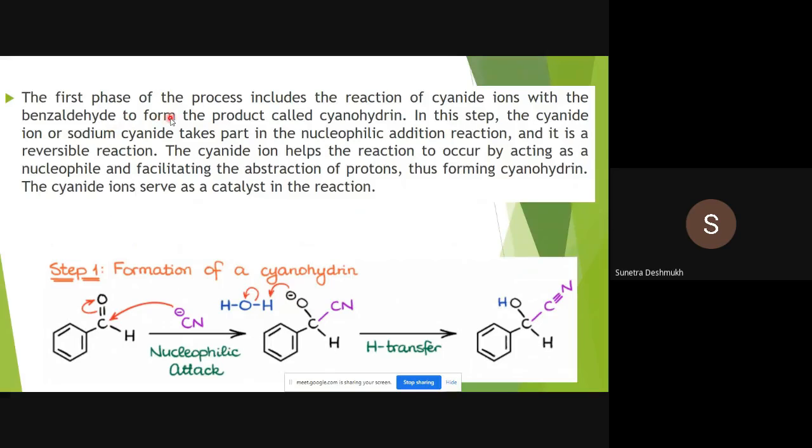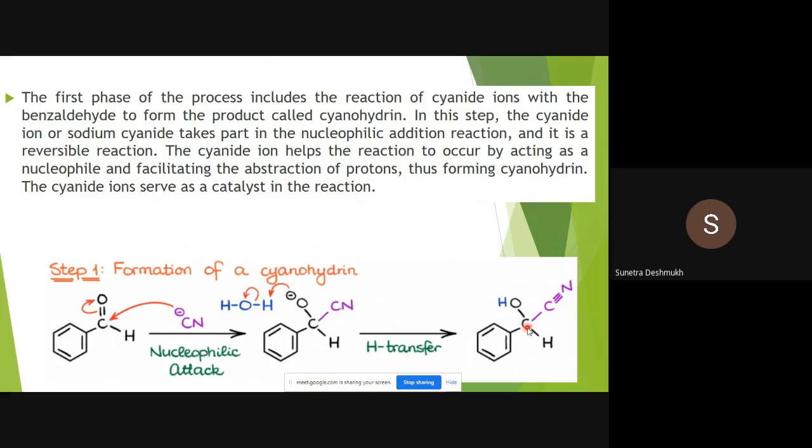The first phase of the process includes the reaction of cyanide ions with benzaldehyde. It's a nucleophilic addition across the carbonyl group, a 1,2-addition. The cyanide takes part in the nucleophilic addition reaction, and it is a reversible reaction. The cyanide ion helps the reaction occur by acting as a nucleophile and facilitating the abstraction of protons, thus forming cyanohydrin. Cyanohydrin means a cyanide group and a hydroxy group are present on the same carbon atom.